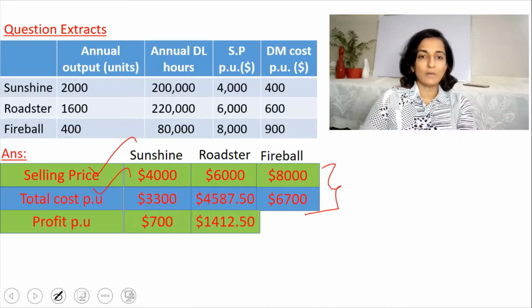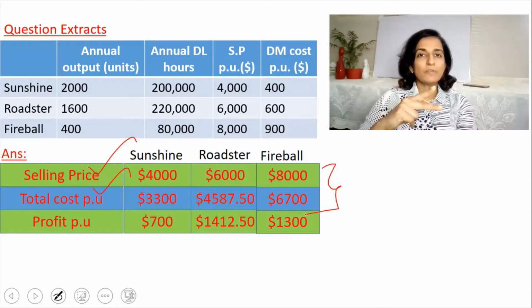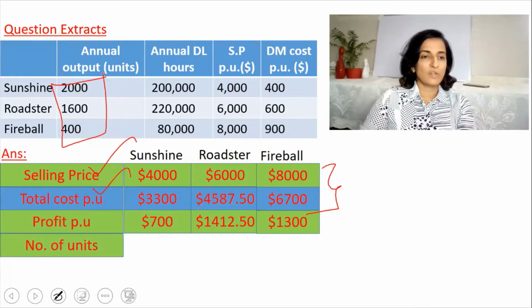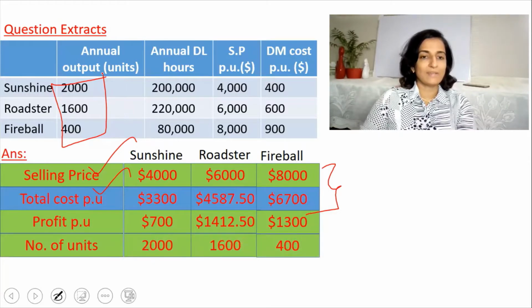$700 for Sunshine, $1,412.5 for Roadster, and $1,300 for Fireball. And in order to get the total profit, we have to just multiply it with the number of units. So number of units is given here. So we will just copy the number of units from the question.